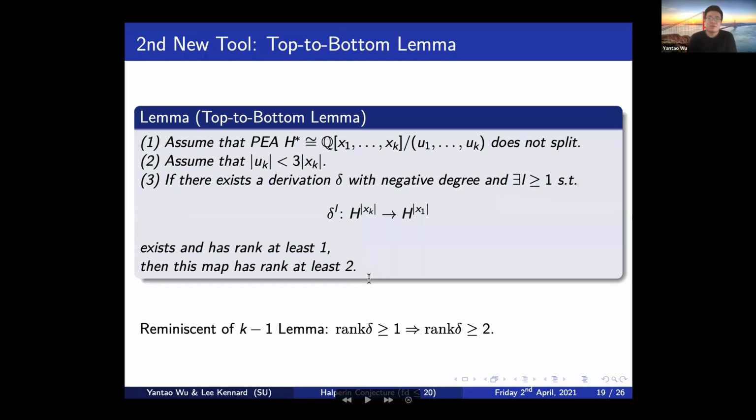Why is this lemma important? Because if it holds, the rank being at least 2 means that there will be at least 2 generators with top degree, so it will raise the formal dimension higher. If the lemma does not apply, then some parameters are false. If assumption 2 is false, it means that the relation UK will be at least 3 times XK, so it will also raise the formal dimension higher. If assumption 3 is false, then either this map does not exist or this map is just trivial. So we get a lot of information on how delta behaves. This is the reason why this lemma is important.